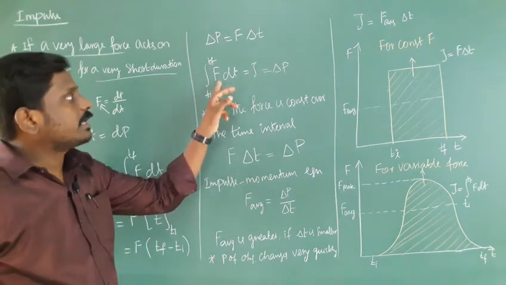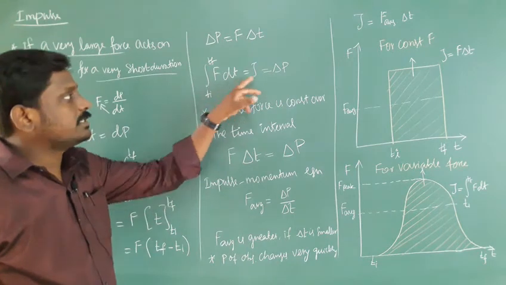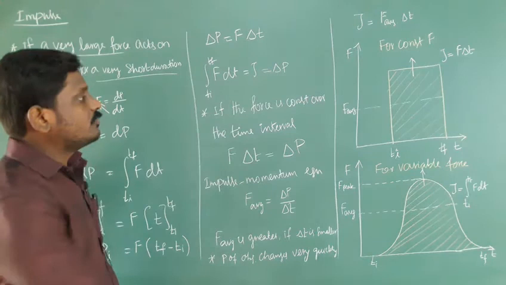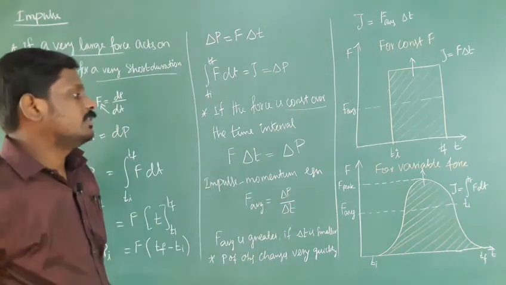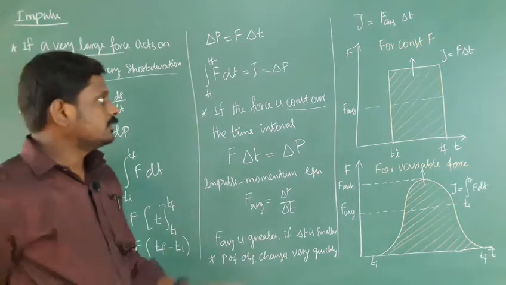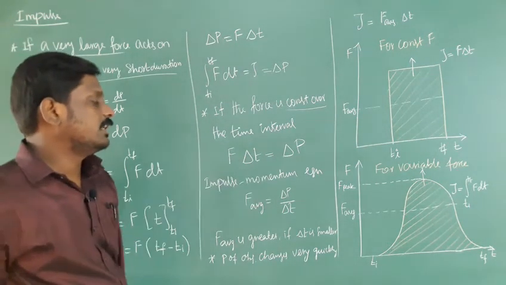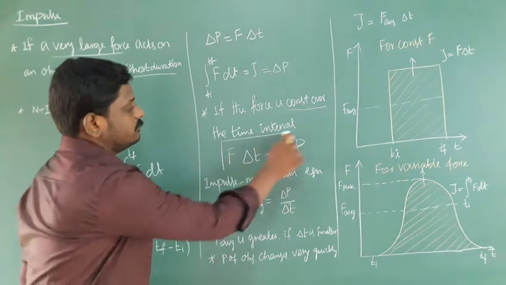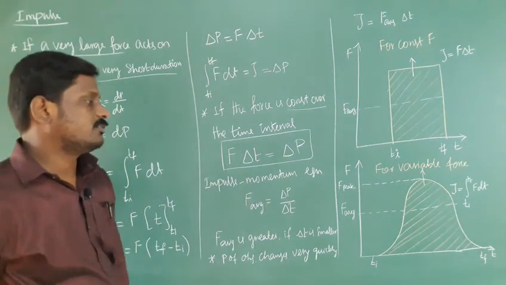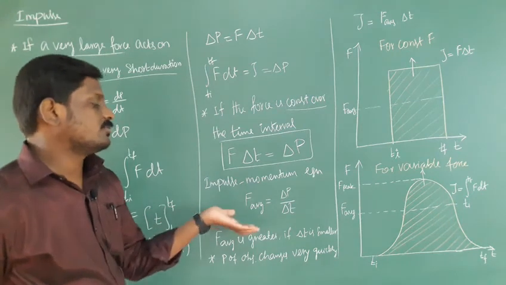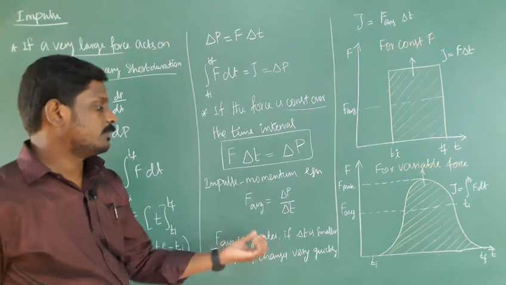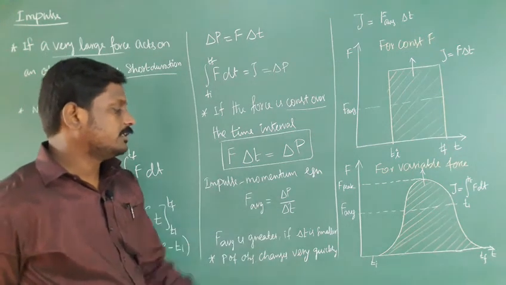So a strong force acting for a very small interval of time is impulse, and that is also equal to the change in momentum. If the given force is constant over a time interval, then F delta t equals delta p. This is the impulse-momentum equation. You can also write it in terms of average force: the average force acting on an object for a very short interval of time is the change in momentum over delta t, so F average equals delta p by delta t.